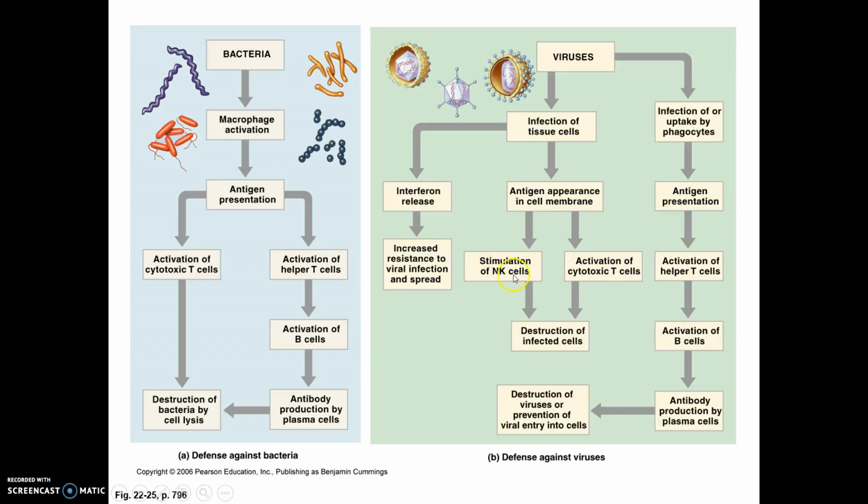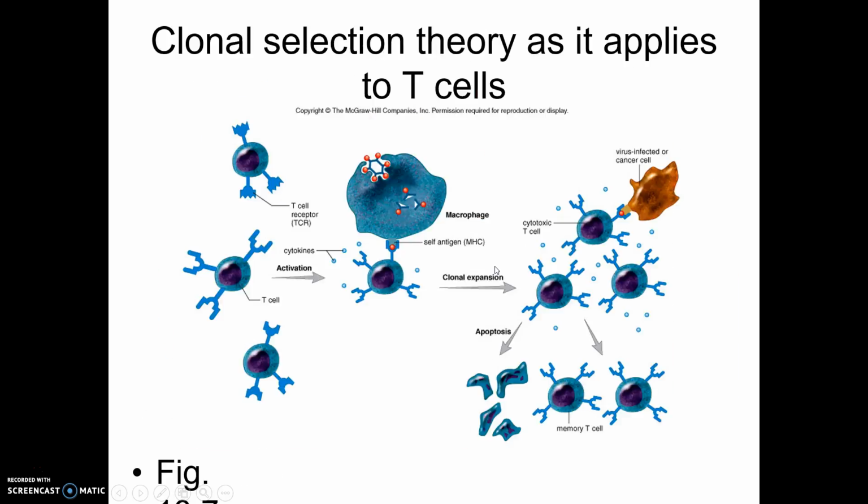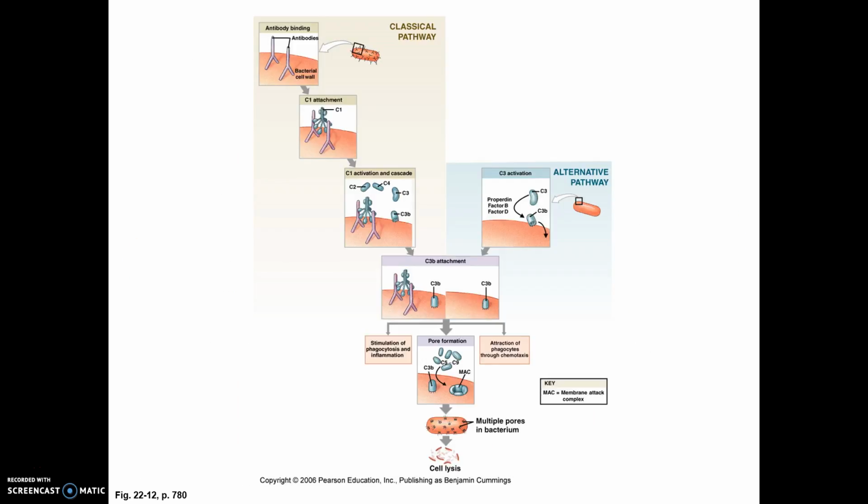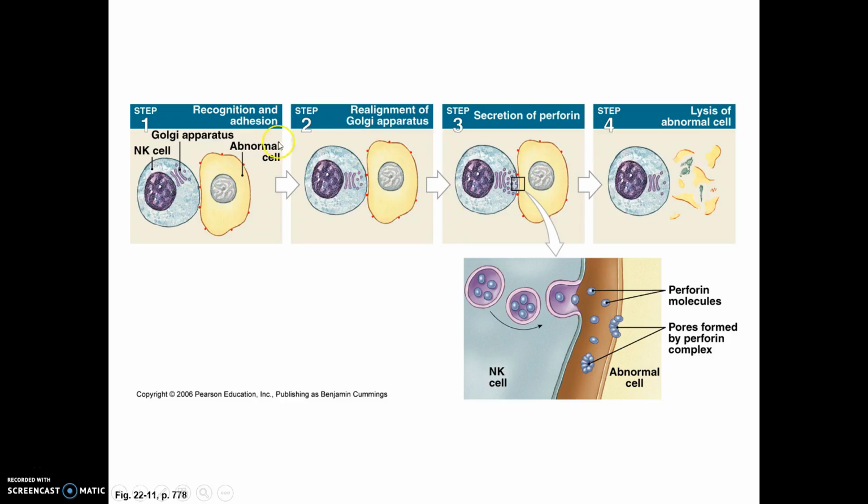Natural killer cells, on the other hand, are non-specific defenses. They are looking for the difference in cells that seem abnormal. So when we're looking at this natural killer cell, notice we have an abnormal cell. It's not checking for a specific antigen. It's just looking to see something's wrong with that cell, so I need to kill that cell.